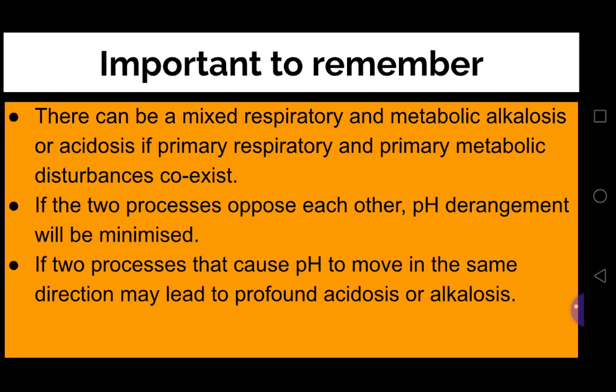Another important point to remember about ABG results, that it is possible for patients to have a mixed respiratory and metabolic alkalosis or acidosis if primary respiratory and primary metabolic disturbances exist simultaneously. If the two processes oppose each other, pH derangement will be minimized. However, two processes that cause pH to move in the same direction may lead to profound acidosis or alkalosis.